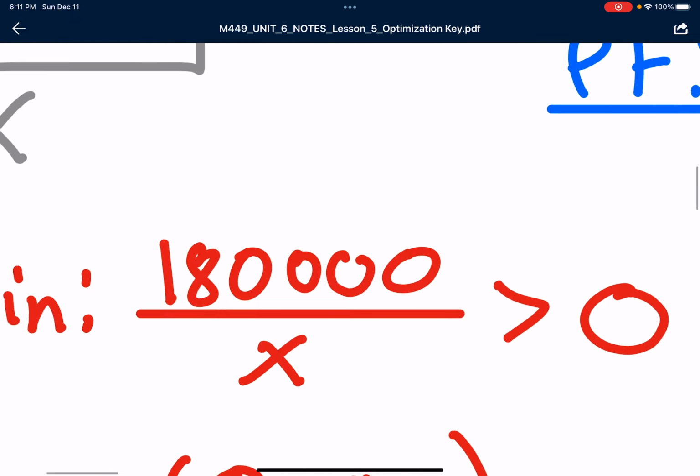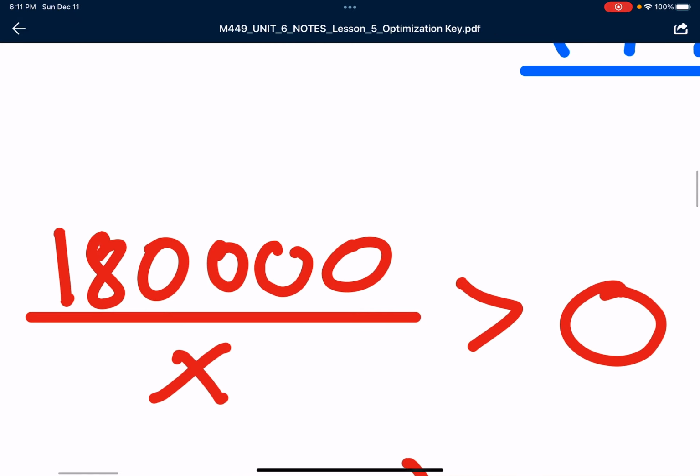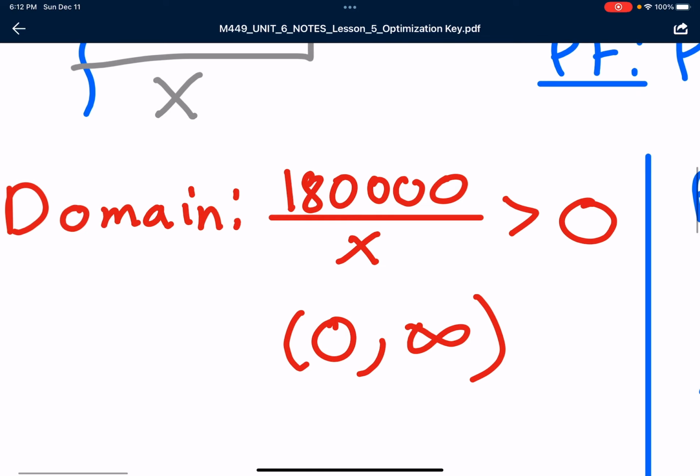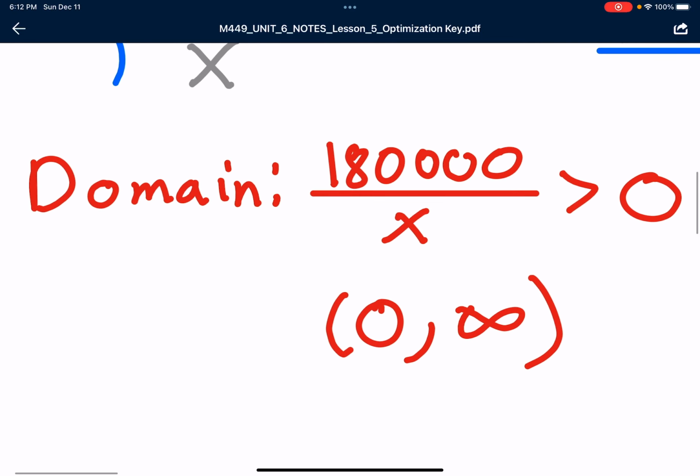And now this one's a little tricky. If I take those two values with y, the equation and the inequality, so 180,000 over x is greater than 0, a lot of people are going to look at this and say, oh yeah, the upper bound for x is 180,000. But why? What happens if x is a million? What's 180,000 divided by a million? Is that greater than 0? Yes, it is. And so the upper bound for x here is actually infinite.